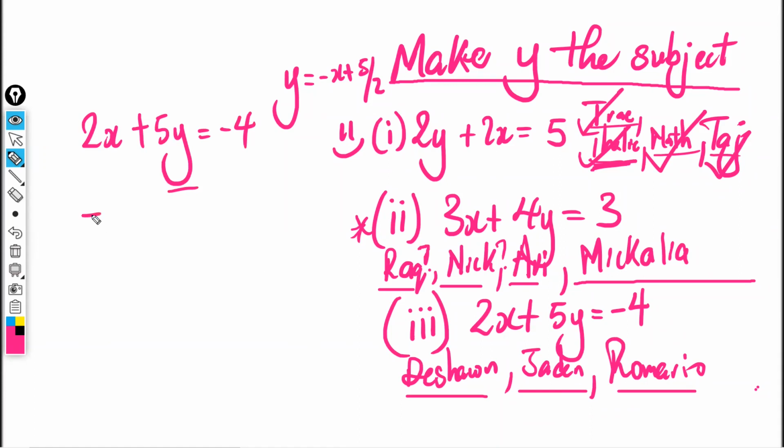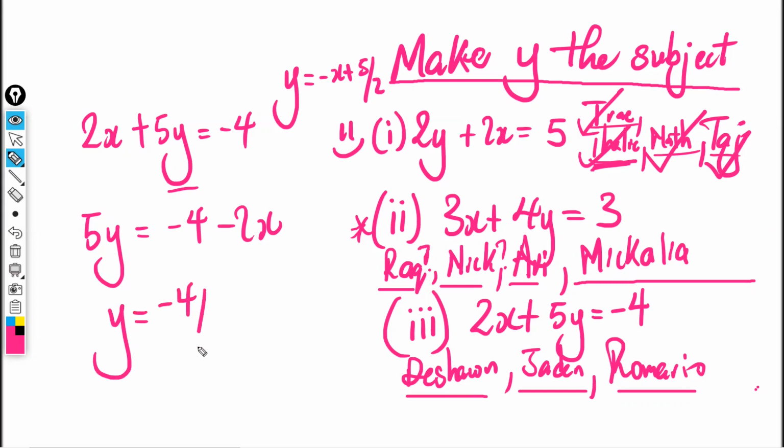So you're supposed to get 5y is equal to minus 4 minus 2x. Cool. And you're supposed to get y is equal to negative 4 over 5 minus 2 over 5x. Meaning you divide both of them by 5. And that's what you should get. Kind of simple. It's not too bad, guys.